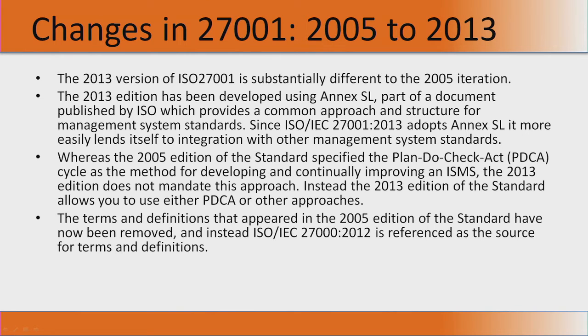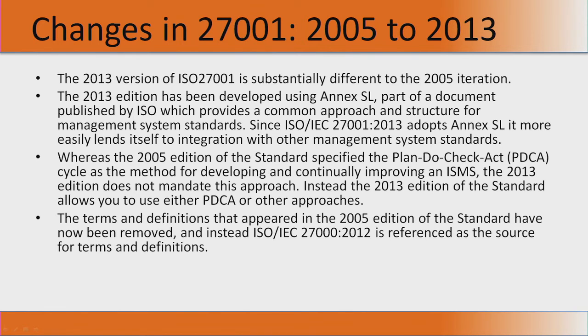It has been developed using Annex SL, part of the document published by ISO, which provides the common approach and structure for management system standards. Now, this particular standard was developed using Annex SL. So, 2013 adopts Annex SL for implementing 27001, but in 2005 the standard specified the PDCA cycle as the method for developing and continually improving the ISMS.